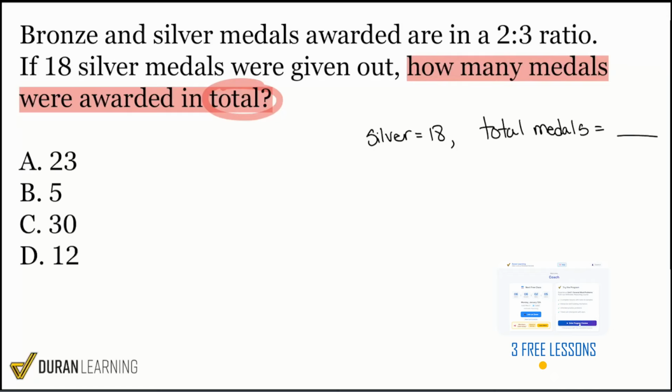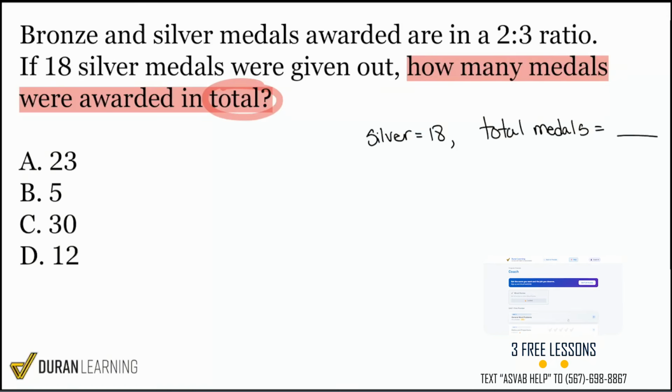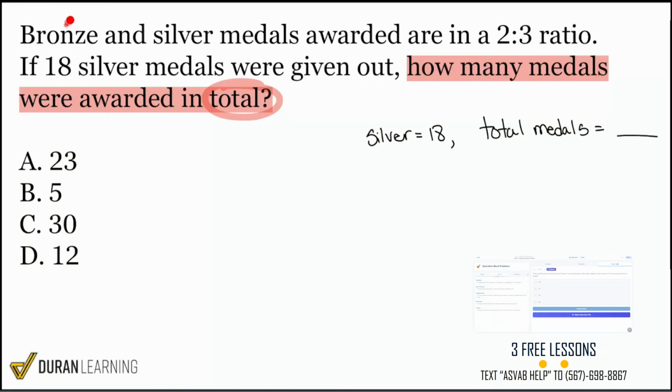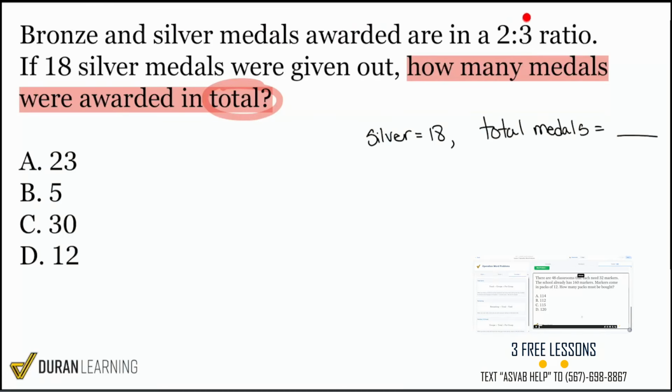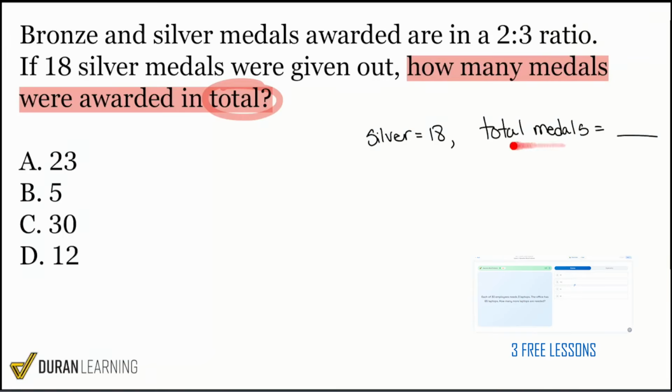And then we're looking for the total. If we take a look at the first sentence, it says bronze and silver medals awarded are in a 2-to-3 ratio. Be very careful. Remember that we're looking for the total, and it says bronze and silver medals awarded are in a 2-to-3 ratio. So when I write that down, be very careful.